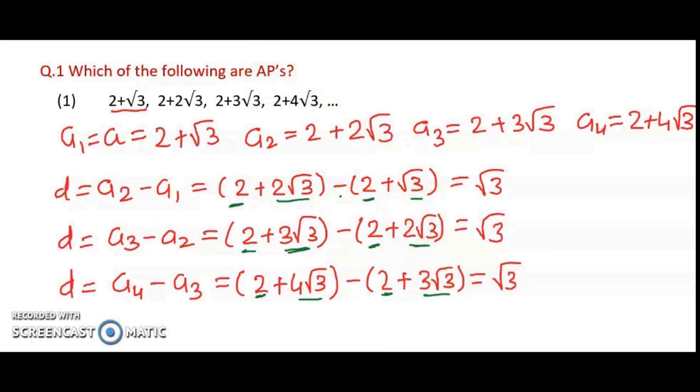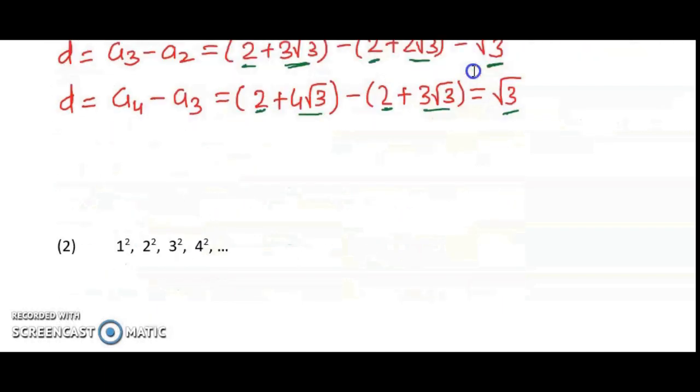So you can see here that the difference between consecutive numbers is equal. Hence we can say that the given series is an arithmetic progression. Let's check one more example.